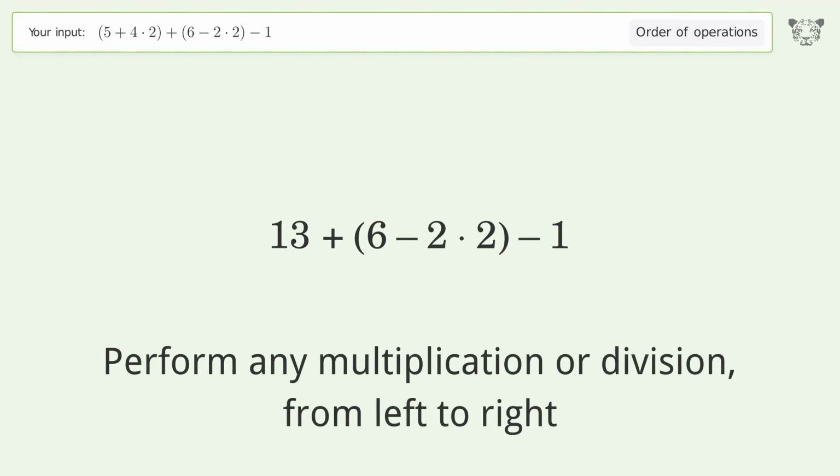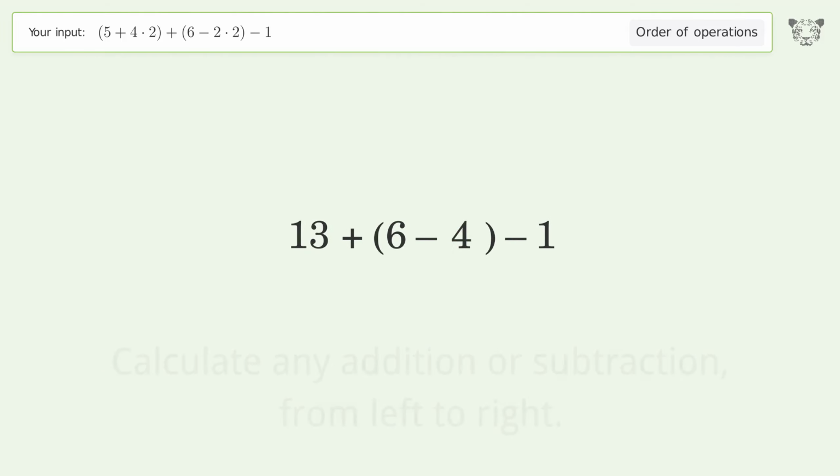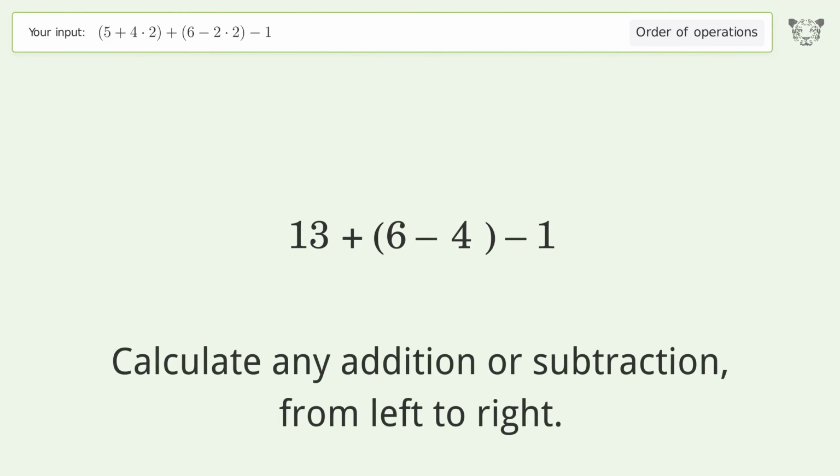Perform any multiplication or division, from left to right. 2 times 2 equals 4. Calculate any addition or subtraction, from left to right. 6 minus 4 equals 2.